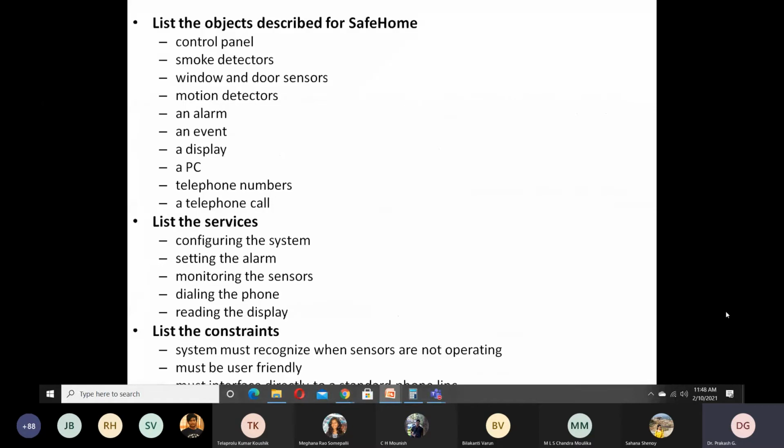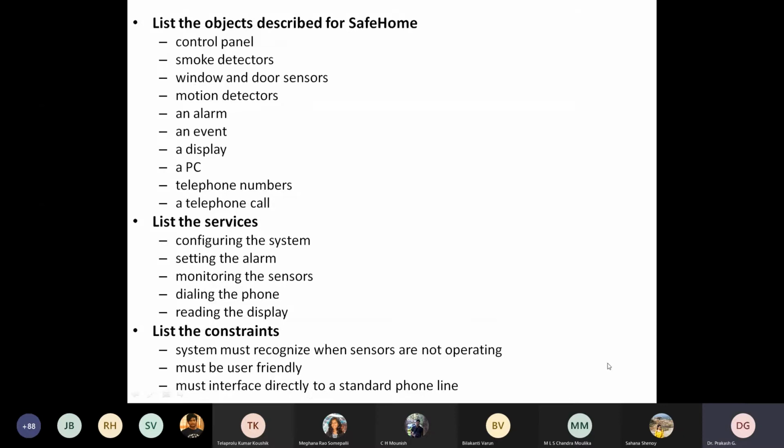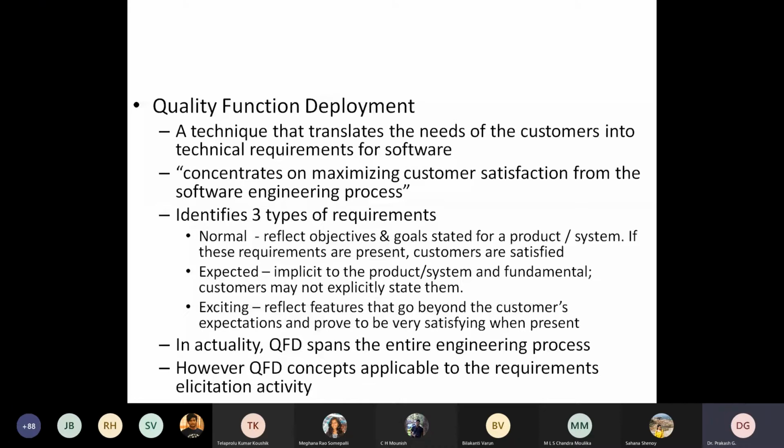Now in today's class, we are going one step ahead. That is the quality function deployment. Now what we had done is we had collected the requirements, and we had listed out the objects, services, and the constraints. Now we have to focus towards quality. Generally, in software development, the ultimate objective is a quality product. Anyone can develop the product, that is different, but whether the product is a quality product, that is the difference we are making from the other competitors.